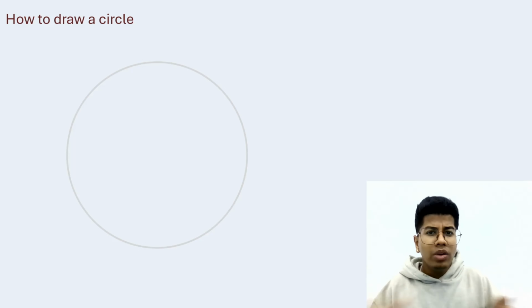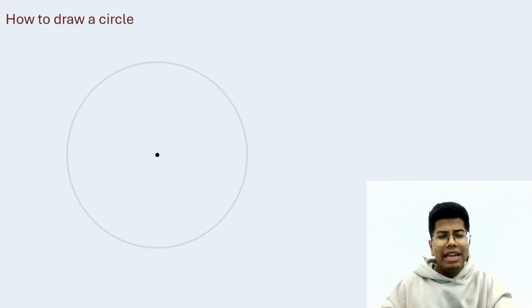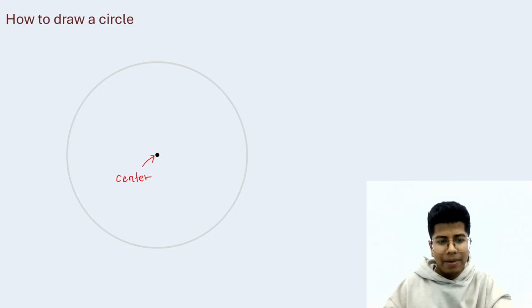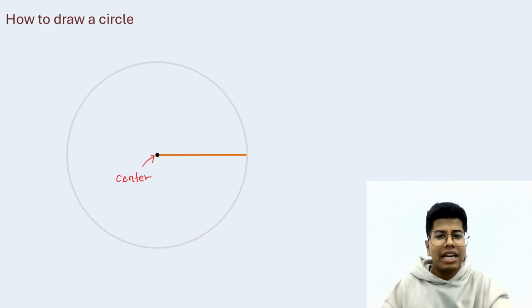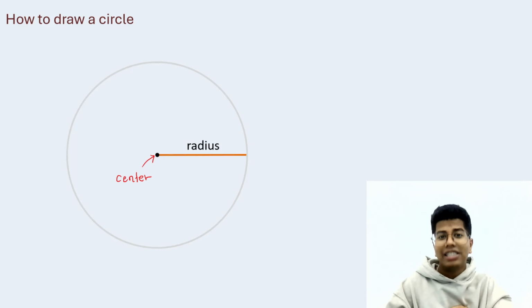Now there are a few names that we want to remember. The point from which we draw a circle is referred to as the center. We call it the center of the circle. Now from the center of the circle, if I draw a line that touches the circle, this line is called the radius of the circle.